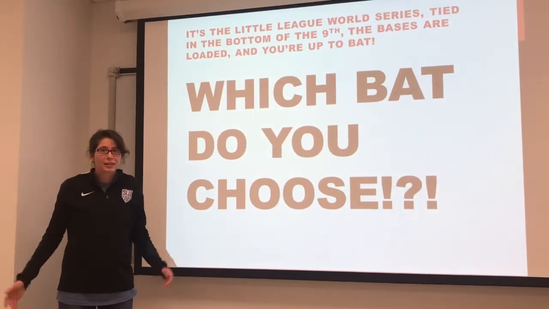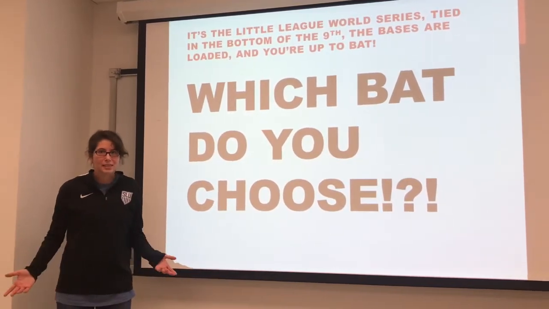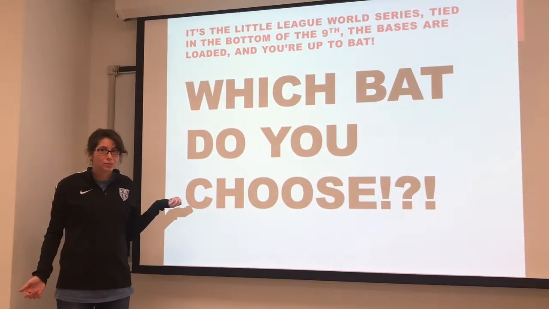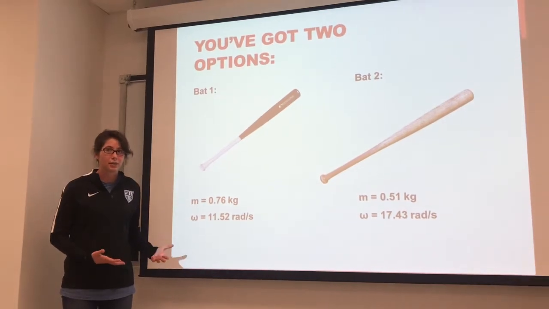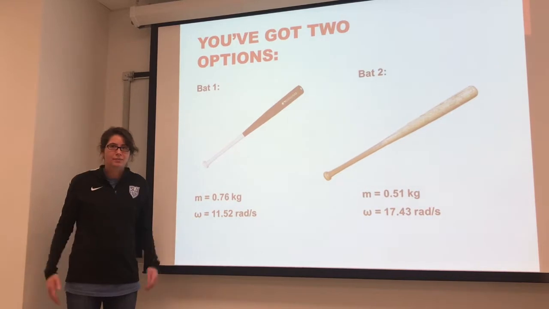So, you're in a dilemma. Your Little League baseball team is in the World Series. It's the bottom of the ninth inning, the game is tied, bases are loaded, and you're up to bat. So, which bat do you choose? Bat 1 is heavier, but because it's heavier, you swing it slower. Bat 2 is lighter, but because it's lighter, you swing it faster. So which one's better?